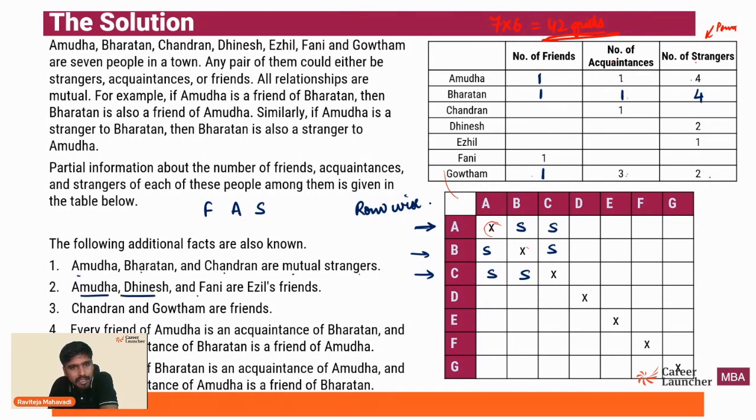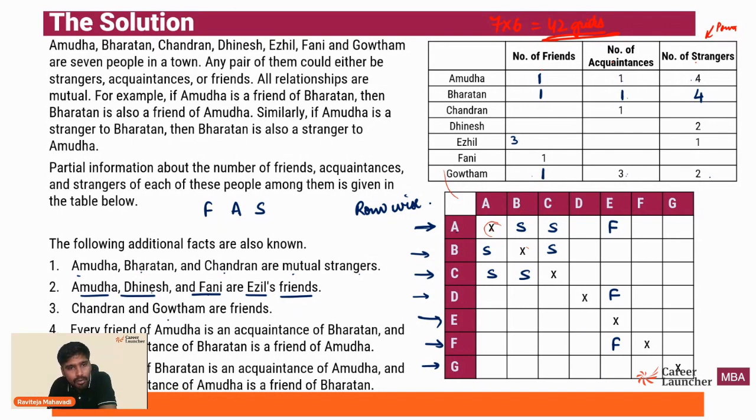A, D, and F are Ezel's friends. So A is a friend of E, D is a friend of E, and F is also a friend of E. So E has at least 3 friends. Let us write 3 there. I'm not sure if that is the total final number.